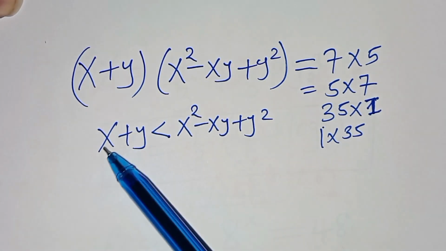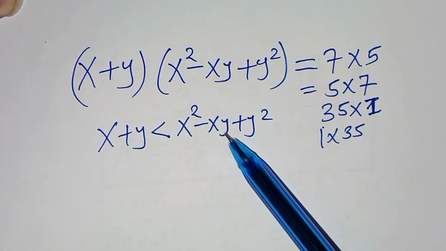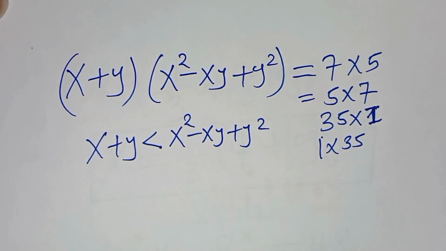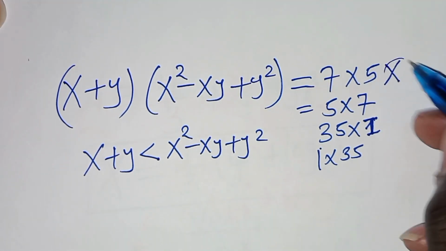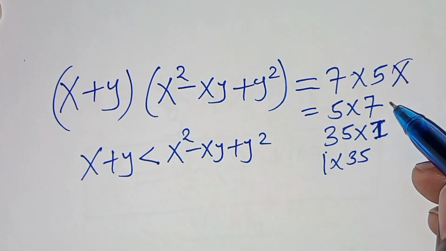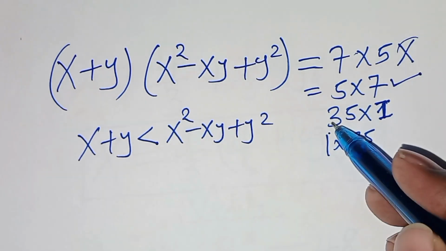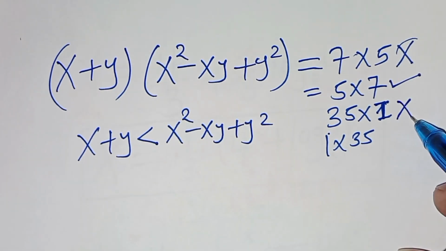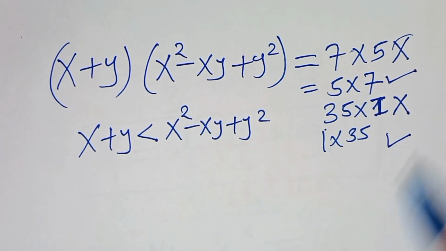Given the condition that x plus y is less than x squared minus xy plus y squared, from the first set here we reject this because x plus y should be less than x squared minus xy plus y squared. So the second part is okay. Then here, we also reject this. So we have two cases here.